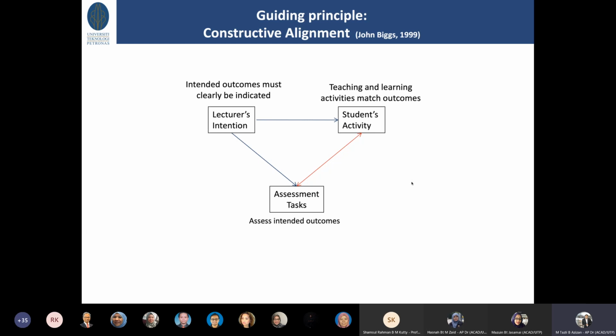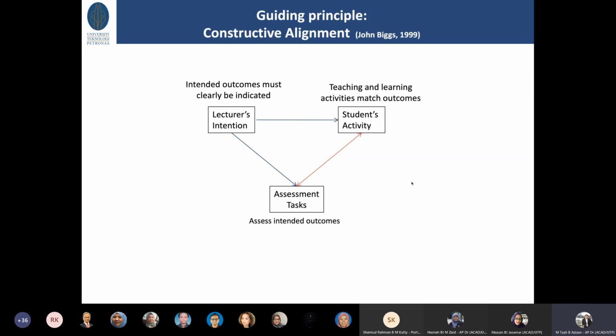So we have a certain intention, and normally we translate this intention into what we call course learning outcomes. That's why we spell out the course learning outcomes based on Bloom's taxonomy. I think many of us know that. The course outcome supposedly comes from our intention, what the students are supposed to be able to do by learning our course. For example, in my course it is to be able to perform material and energy balances.